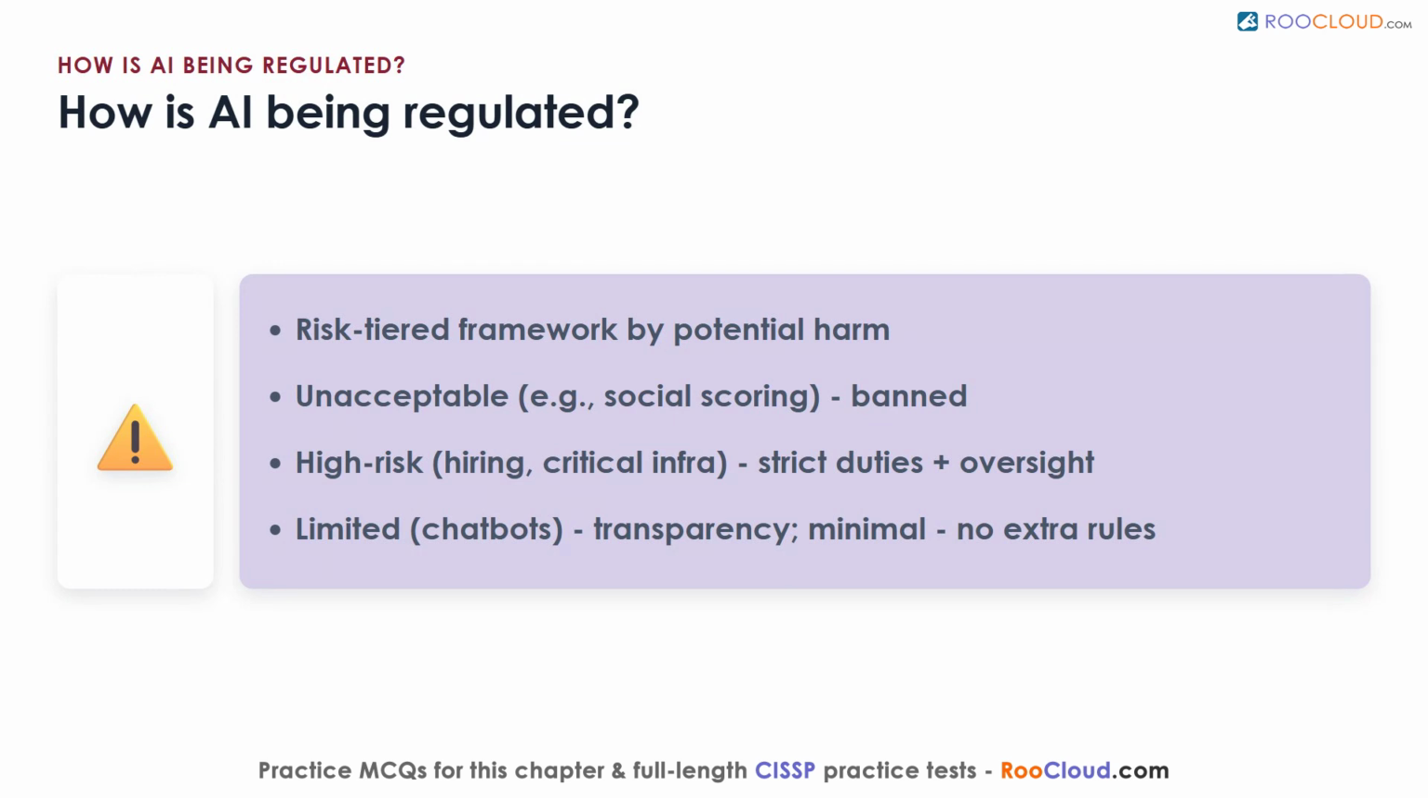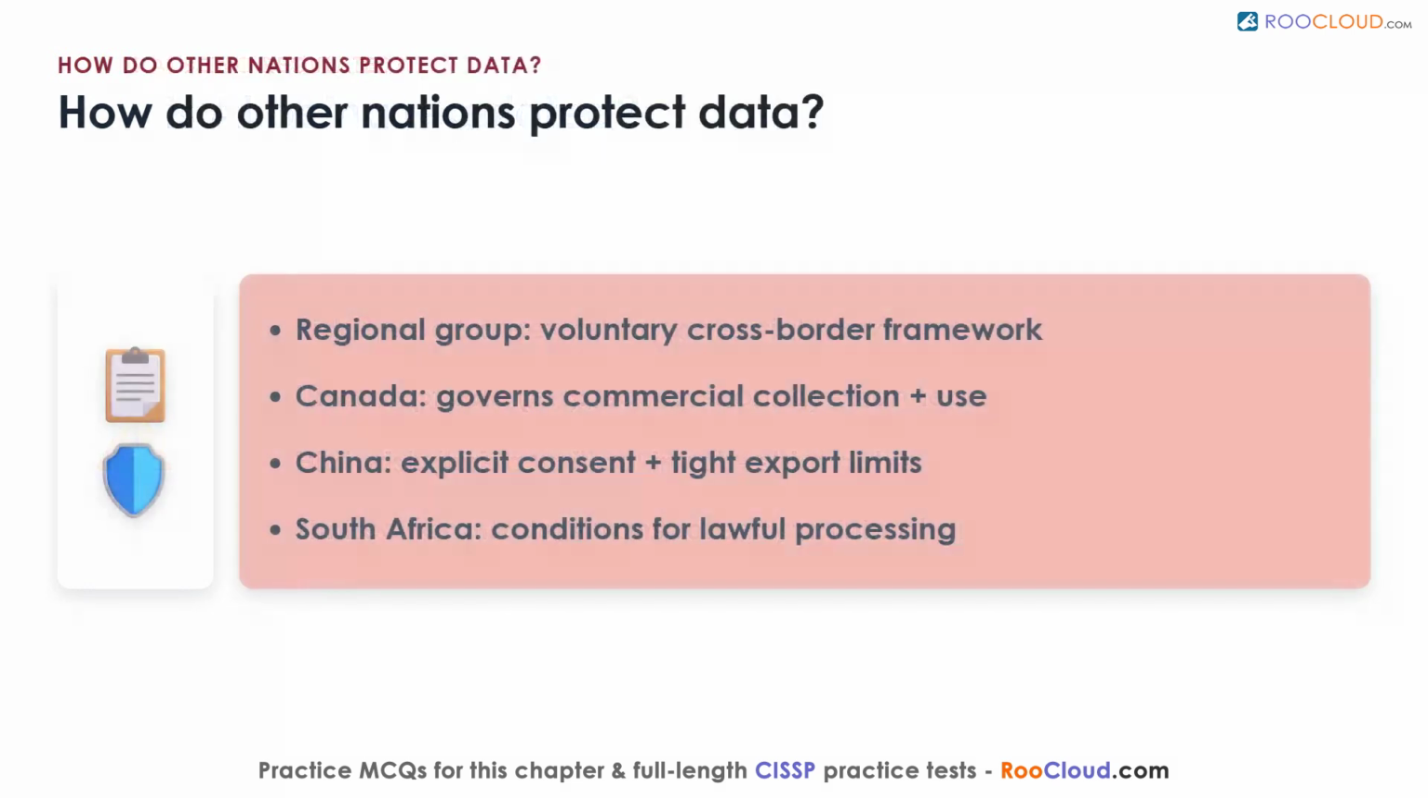And the vast majority, minimal risk tools like spam filters, carry no extra obligation. Think of a traffic light system for algorithms, where the color depends on the stakes if the system gets it wrong. How do other nations protect personal data? With their own comprehensive laws, most echoing the same core themes.